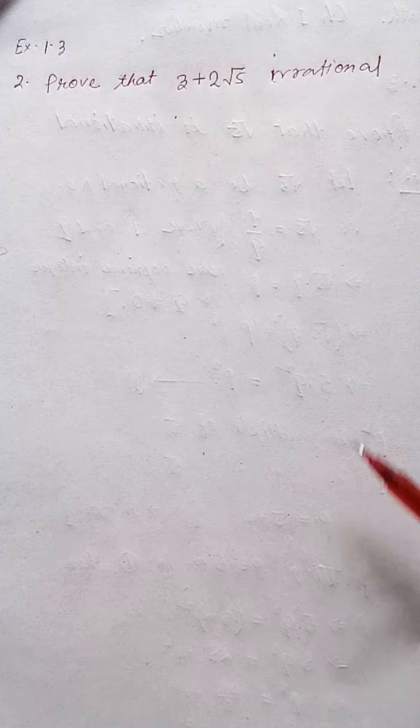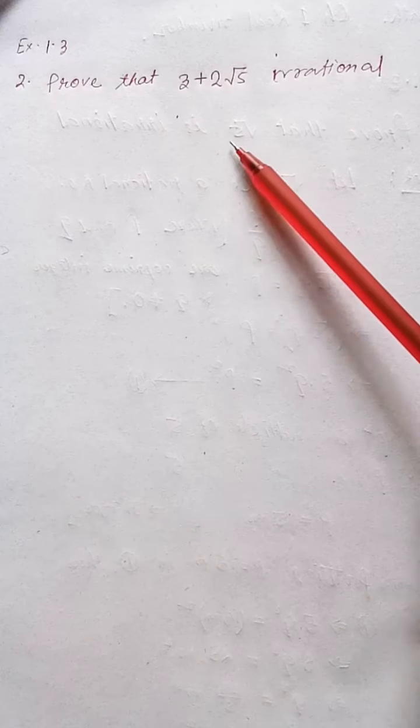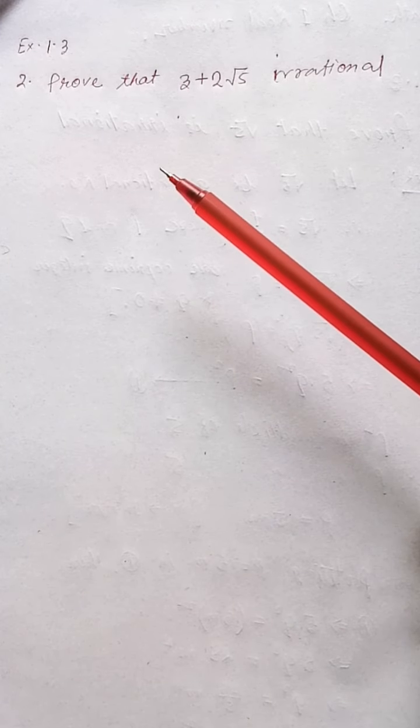It's from exercise 1.3, question number 2. Prove that 3 plus 2 root 5 is irrational. You are asked to prove that 3 plus 2 root 5 is an irrational number. So it is very simple. Let us take the contrary.